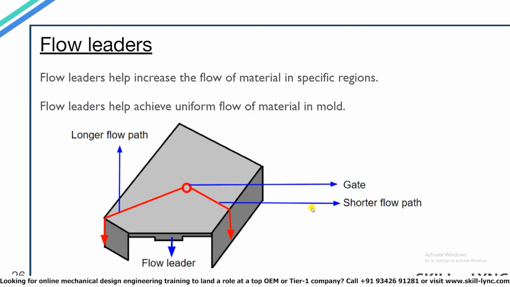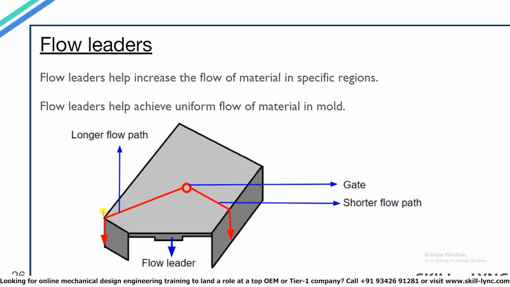In the diagram shown, if we provide the gate location at the center over here, you can see that some regions of the mold will fill earlier compared to other regions. The walls nearest to the gate point will be filled first and the walls farthest from the gate point will fill last. But what if we want a uniform flow over the part? To achieve that, we can make use of flow leaders.